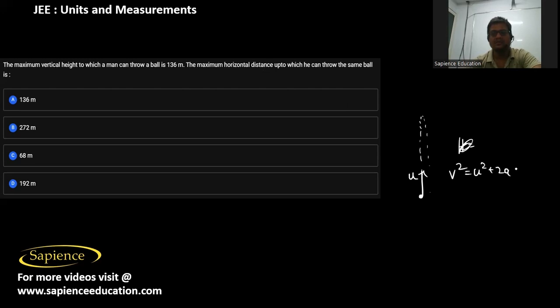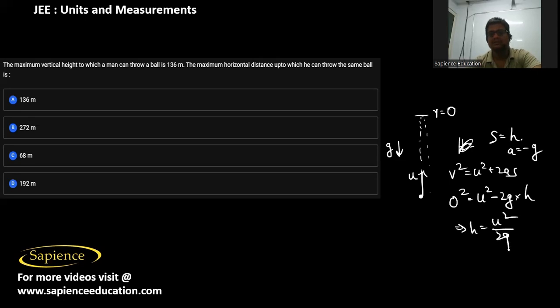So the height reached, we can say that v square is equal to u square plus 2as. So at final instant, when it will reach the maximum height, velocity will be 0 and the displacement will be h, and acceleration is minus g, since g is acting vertically downwards. So 0 square will be equal to u square minus 2g into h. So h will be equal to u square by 2g. Now therefore u square by 2g is equal to 136 meter.